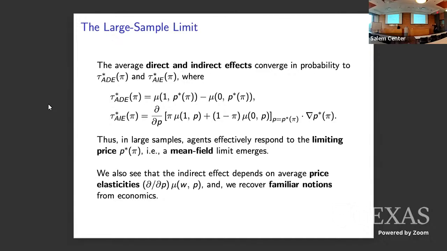So far, so good. And what about the average indirect effect? What this is going to converge to is the following one. It first looks at how changing treatment probability changes market clearing prices, and then it looks at, on average, how people respond to changes in prices.